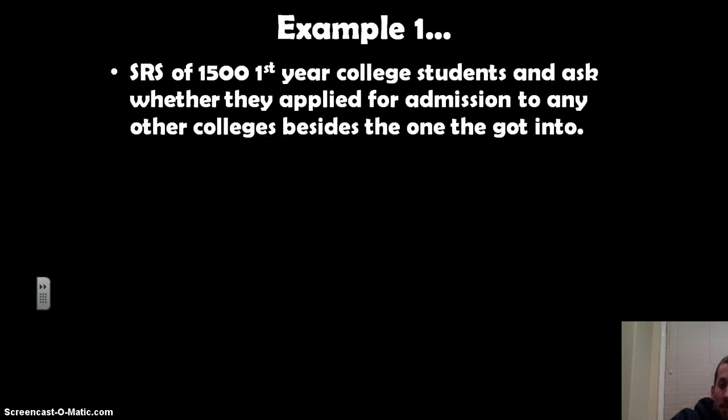Okay, so quick situation to look at for us. In this situation, as it says, simple random sample of 1,500.